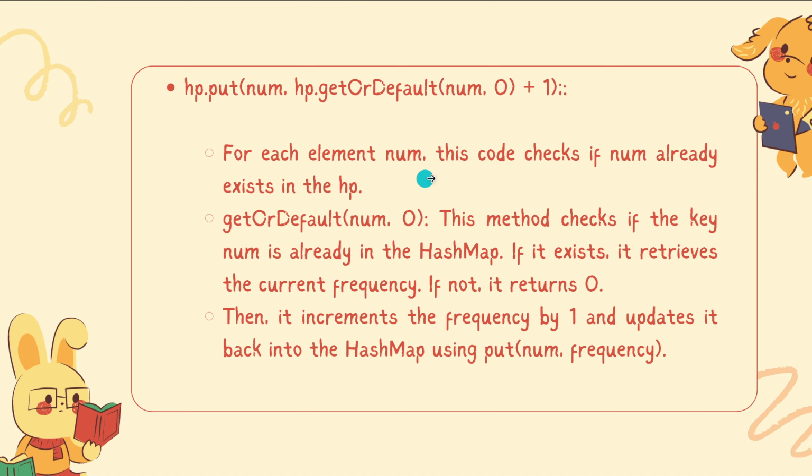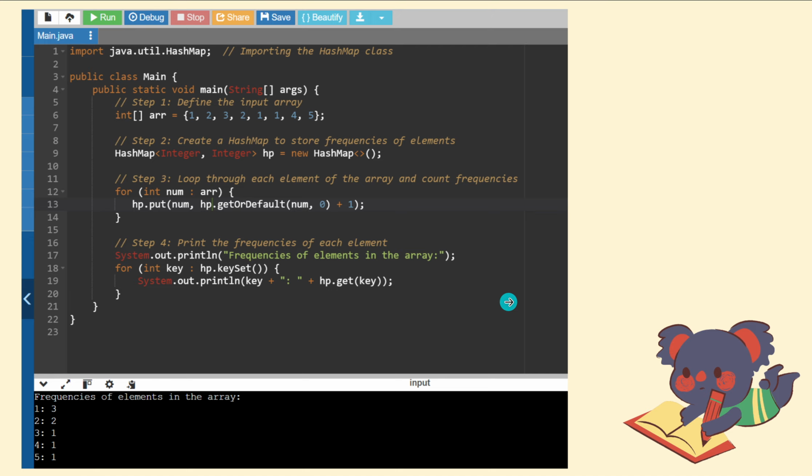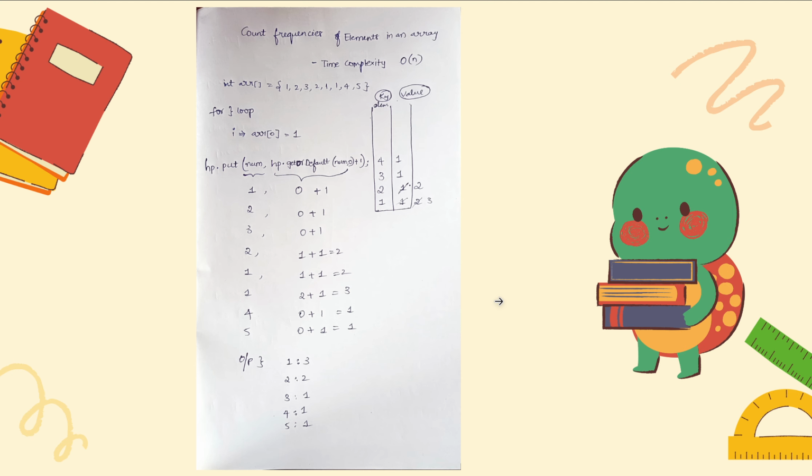For each element num, this code checks whether num already exists or not. I already mentioned that it checks if the element is present in the hash map. Get or default num comma 0 checks if the key is already in the hash map. If it exists, it retrieves its current frequency. If not, it returns 0. That is what I mentioned earlier.